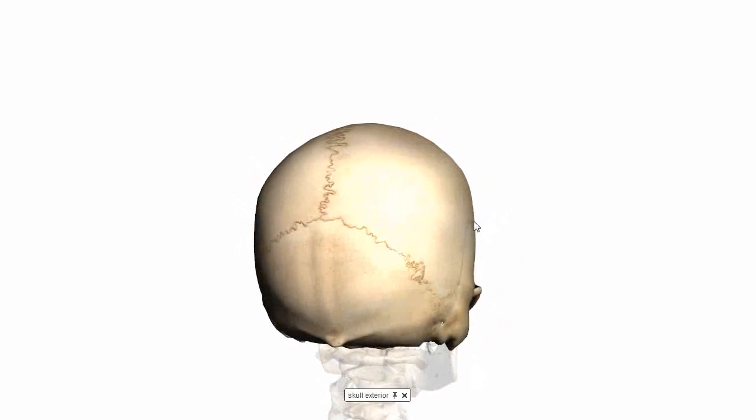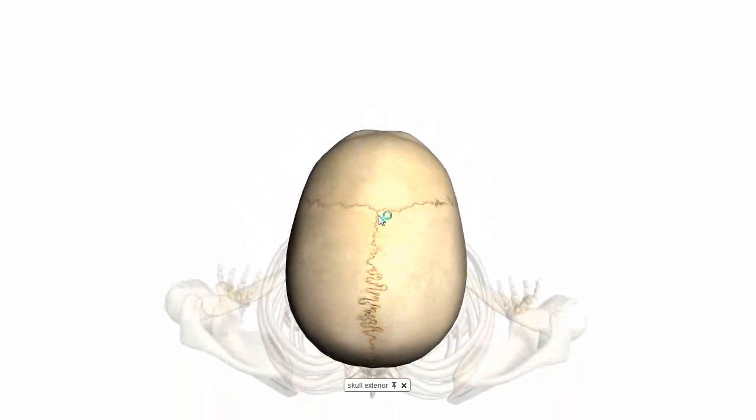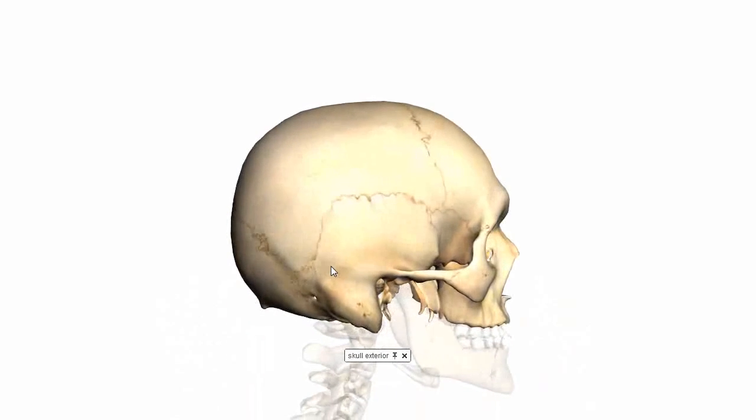So I'll just show you from the top what that looks like. So you can see this suture down the sagittal plane, so it's called the sagittal suture, and the 2 parietal bones articulate via that. So those are the parietal bones, big bones on the side of the skull.